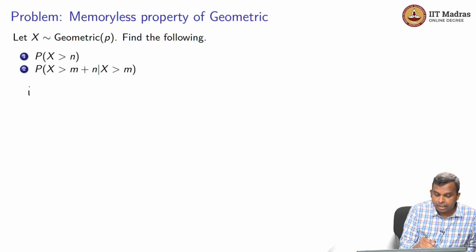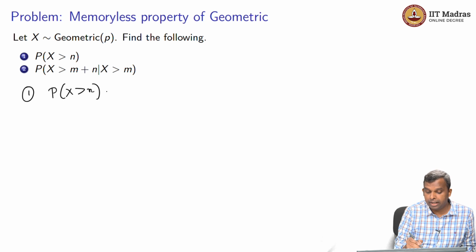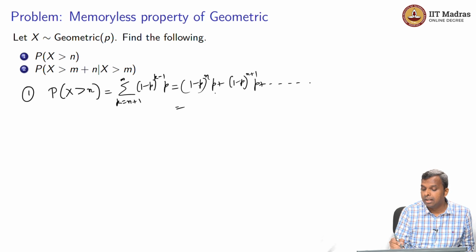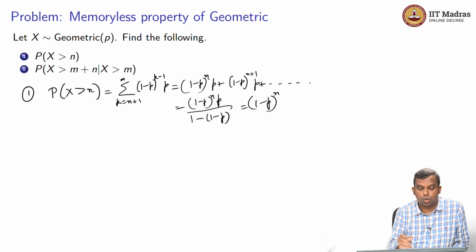Okay. So the first thing is something we have seen before. What's the probability that x is greater than n when x is geometric? It's simply the summation from k equals n plus 1 to infinity. I just did it just now, but let's see it once again. This is (1 minus p) power n times p, plus (1 minus p) power n plus 1 times p, plus so on. This is a geometric series with common ratio 1 minus p, and the first term is (1 minus p) power n times p. So you sum it and you simply get (1 minus p) power n. Okay, so that's what this is.